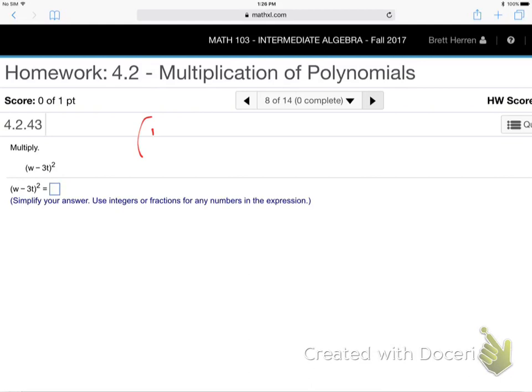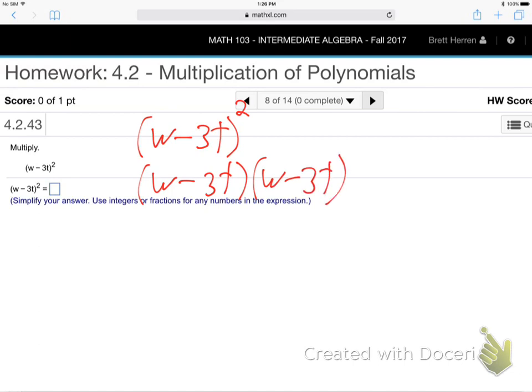So we've got w minus 3t squared. Okay, so what are we supposed to do when we've got a 2 power on a parenthesis like that? Yeah, write 2 of them. W minus 3t, w minus 3t. Totally, do that, and now just do the regular thing. So go ahead and just do the FOIL thing, the double distribution thing. And that'll be perfect.